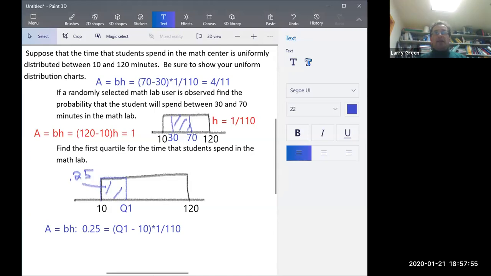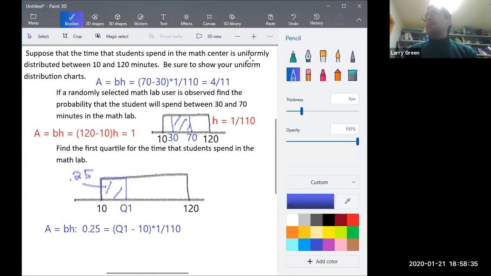We want to find Q1. How do we find Q1? What's the first step? And again, algebra. That's a hint. Q1 minus 10. What are we doing? What algebra are we doing here? We could divide, but it's easier to multiply actually. Because we have a divided by 110, if you multiply both sides by 110, then what you end up with is getting rid of that 1 over 110. So let me kind of demonstrate that. So I'm going to multiply both sides by 110.